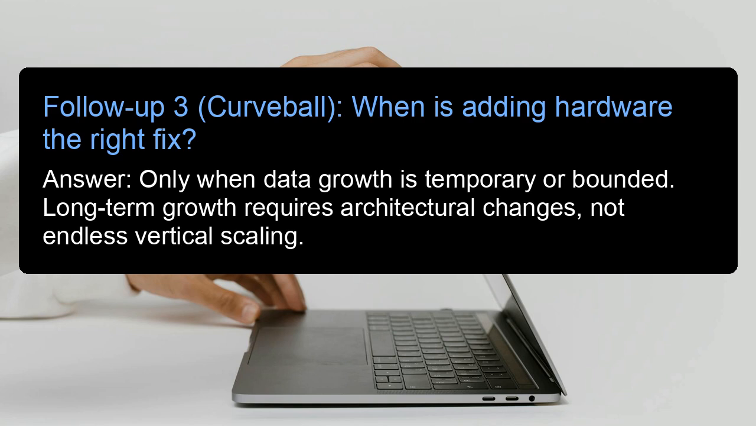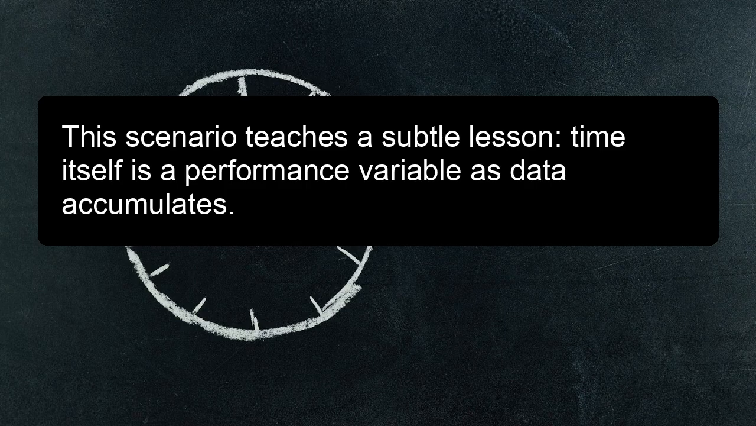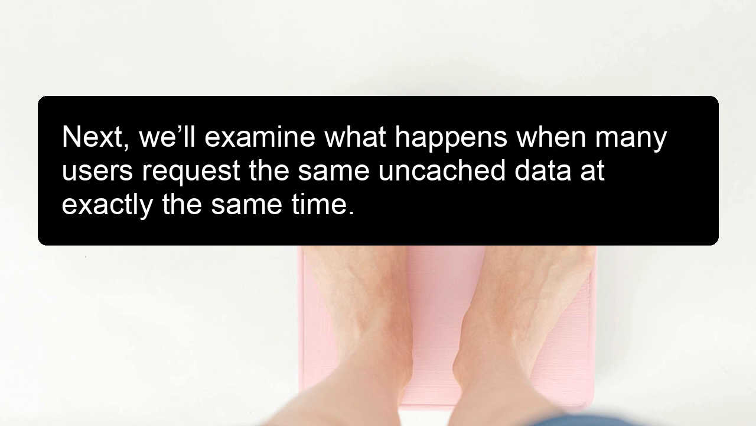Follow-up 3. Curveball. When is adding hardware the right fix? Answer: only when data growth is temporary or bounded. Long-term growth requires architectural changes, not endless vertical scaling. This scenario teaches a subtle lesson. Time itself is a performance variable as data accumulates. Next, we'll examine what happens when many users request the same uncached data at exactly the same time.